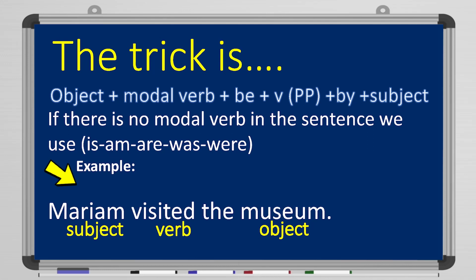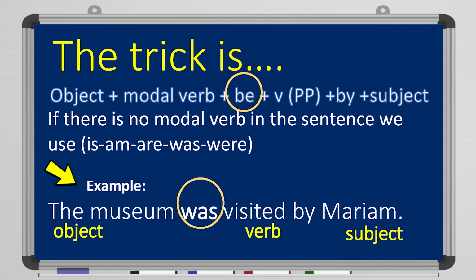So simply fill in the equation. We start with the object. The museum. The museum is one, it's singular, and so we're either going to use is or was. Maryam visited the museum. The verb was in the past, so we're going to use what? Was. The museum was visited by Maryam. This is as simple as can be. We notice the verb of the sentence and the object. And this is how we choose the verb to be if there is no modal verb.